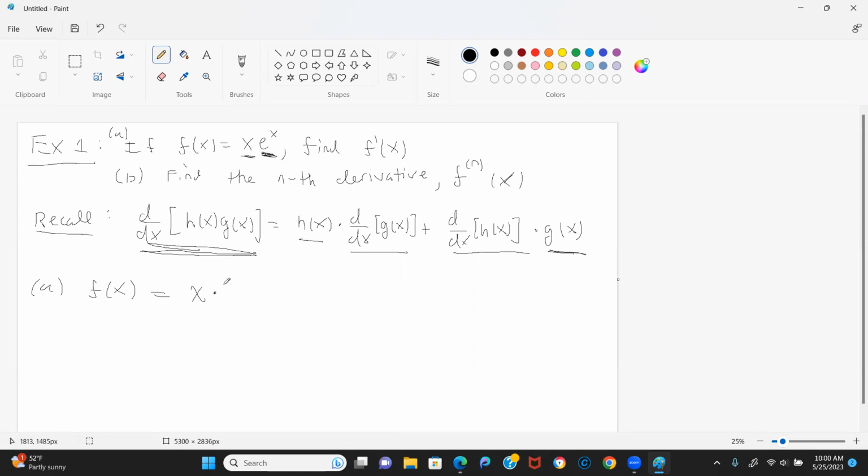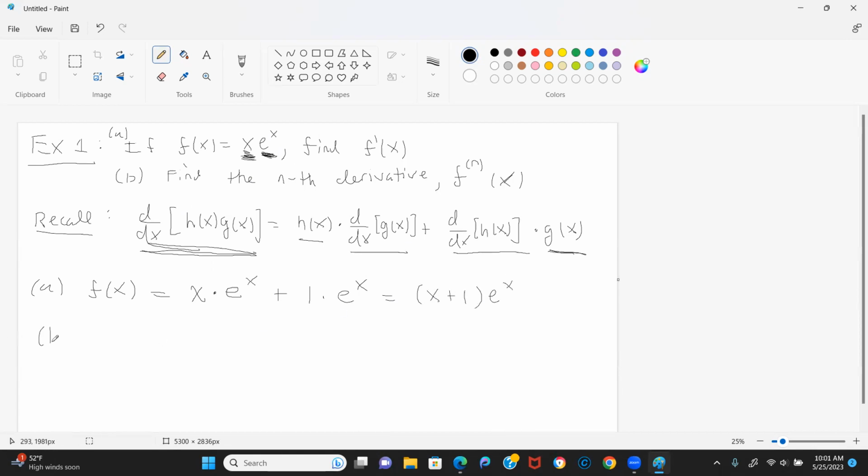Remember, that's that fixed point, the one whose derivative is very easy to compute. It's just going to be e to the x. Now I'm going to add in the derivative of the first function, which is x, so that derivative will be 1 times the second function, e to the x. And I can factor that out, and what you get is (x plus 1) e to the x.